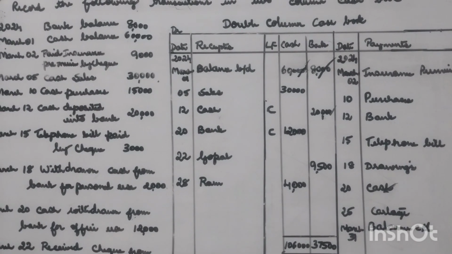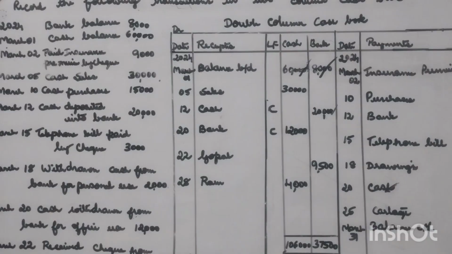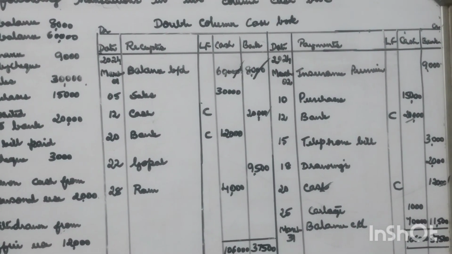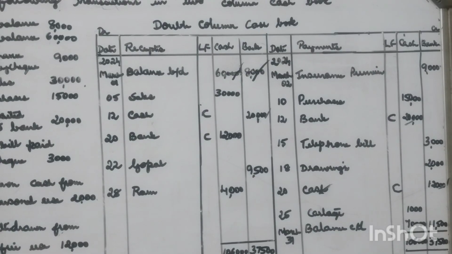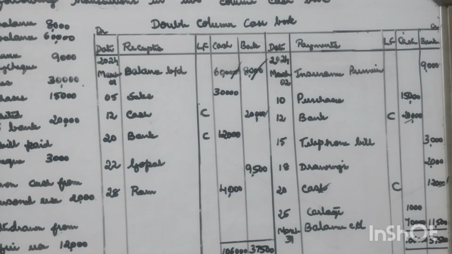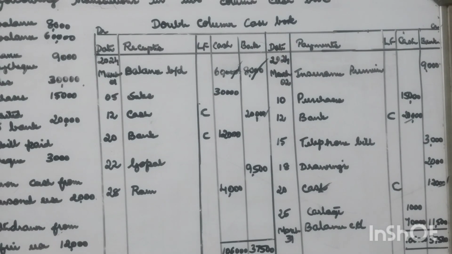Next, March 10th, cash purchase is 15,000. The firm has made a purchase on cash basis. So cash purchase transactions have to be recorded in the cash book. Credit purchase transactions have to be recorded in the purchases book. Purchase book is one of the subsidiary books. So for purchasing on cash basis, the payment is made immediately. So it has to be recorded under payment side.